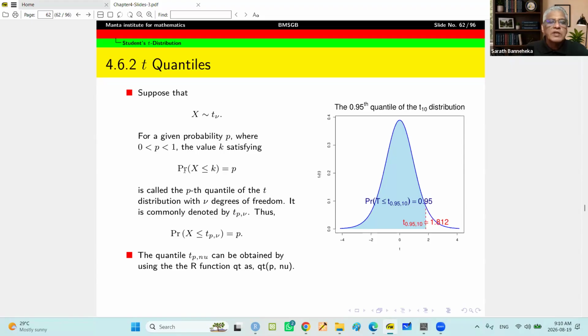the value K satisfying this probability statement is called the pth quantile of the T distribution with nu degrees of freedom, right? So when we find the value K satisfying this probability statement, that K is called the pth quantile of the T distribution with nu degrees of freedom. And some authors denote that K by T P nu, where P and nu appear in the subscript of T. The first value in the subscript is P, the probability associated with it. The second value is the degrees of freedom of the T distribution. So that is one notation for the pth quantile of a T nu distribution.